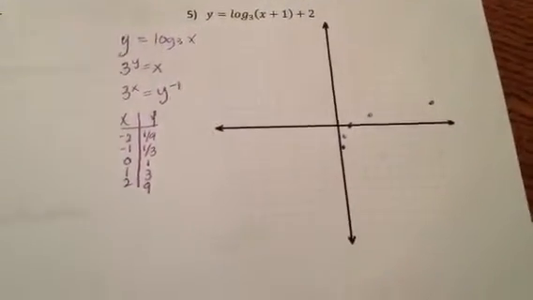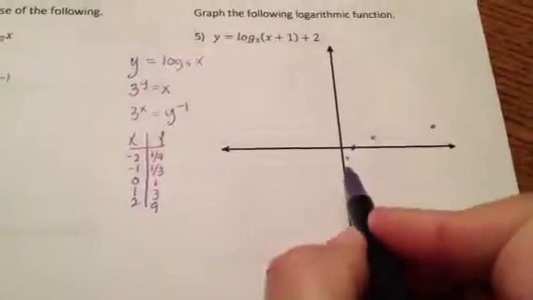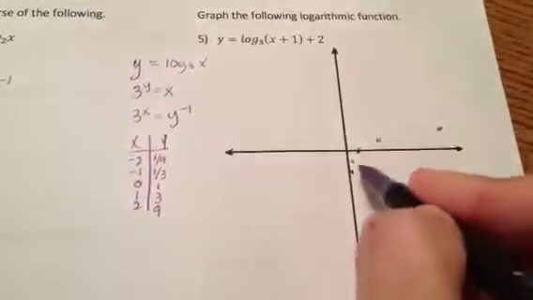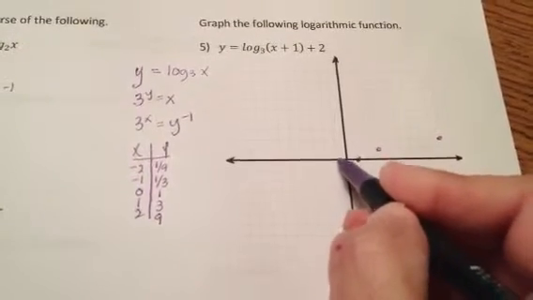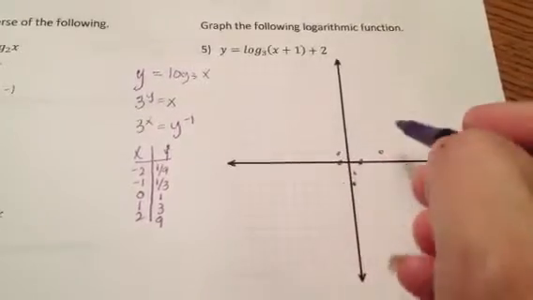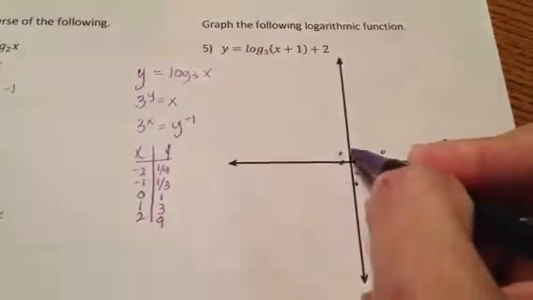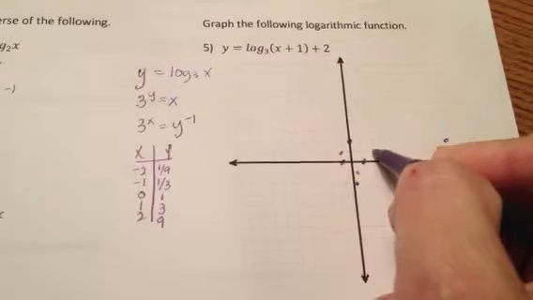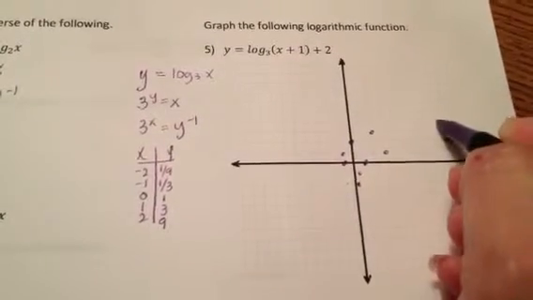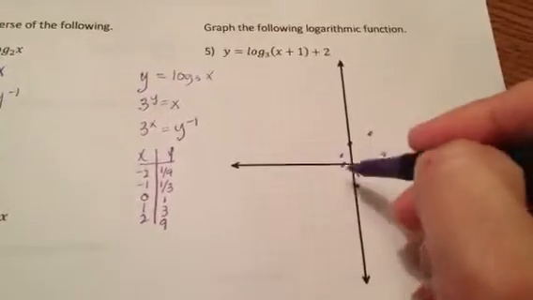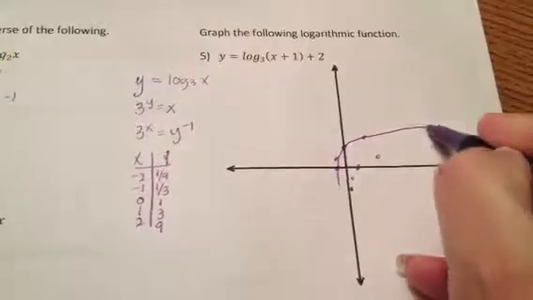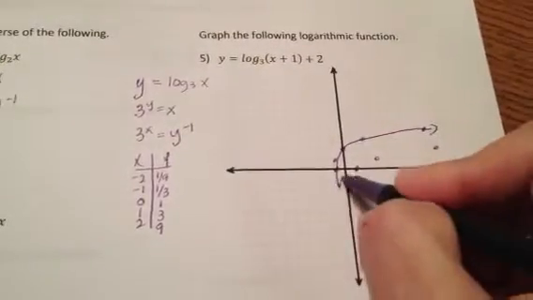Now remember, this is my graph without the transformations, so now I'm going to take those points and do the transformations. That's to the left 1 and up 2. So left 1, up 2, for each point. And there is the smooth curve for my logarithmic function.